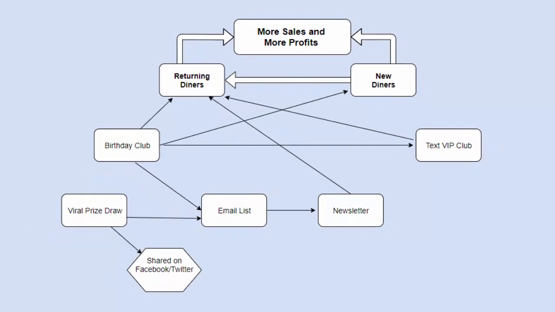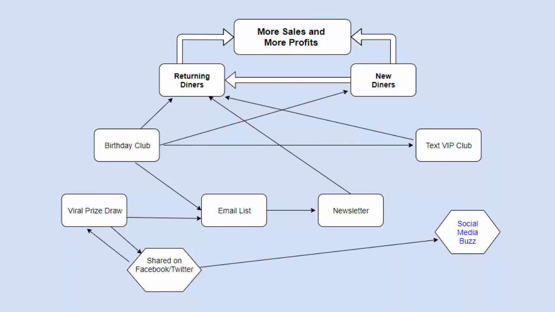This creates a social media buzz about your restaurant, and some of the friends of the first person then enter the draw too, and so join your email list. They in turn share on Facebook and Twitter, and so more and more people see the online buzz about your restaurant and enter the prize draw.